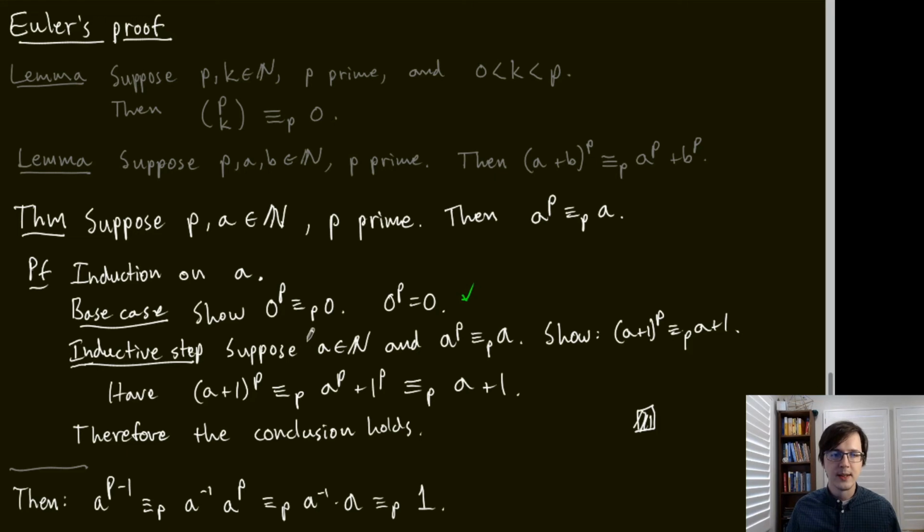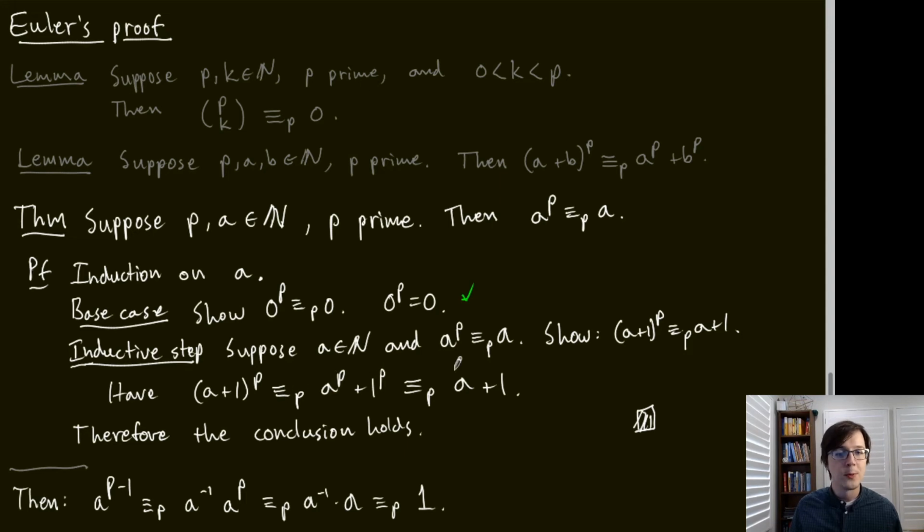So the next one is the inductive step. We suppose that it's true for a given a, and we want to show that it's true for the next a, the successor a. So let's do this equationally. Equational reasoning. We have (a plus 1) to the p, which by the freshman's dream is a to the p plus 1 to the p, mod p.